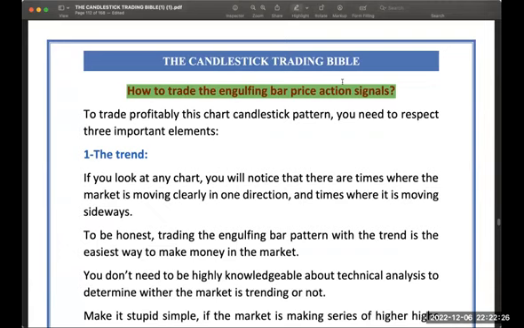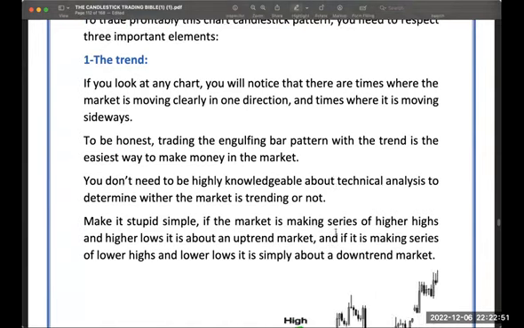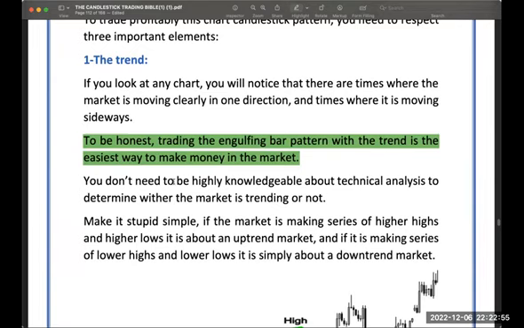So how to trade the engulfing bar price action signals. To trade this chart candlestick pattern profitably, you need to respect 3 important elements. The trend. If you look at any chart, you will notice that there are times where the market is moving clearly in one direction and times where it is moving sideways. To be honest, trading the engulfing bar pattern with the trend is the easiest way to make money in the market. You don't need to be highly knowledgeable about technical analysis to determine whether the market is trending or not.